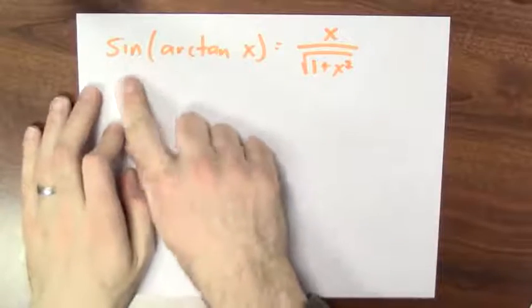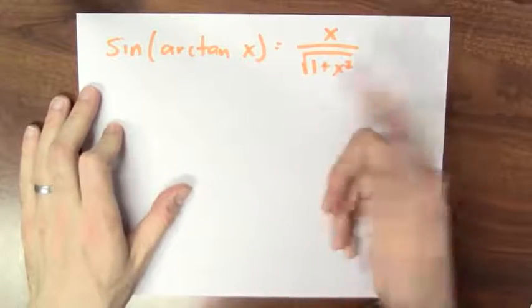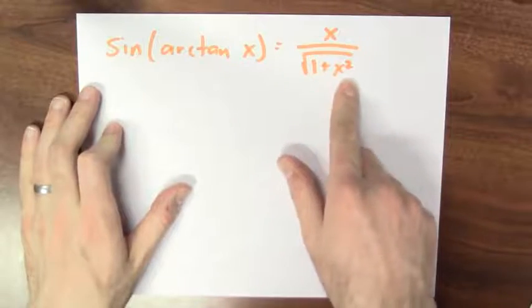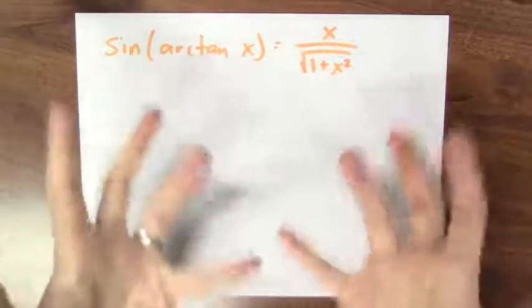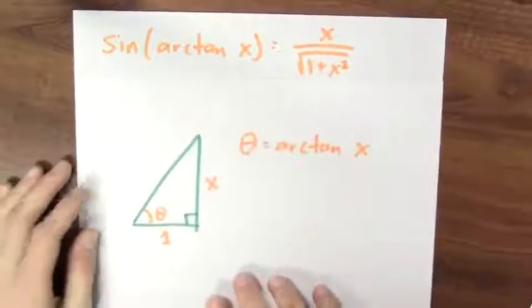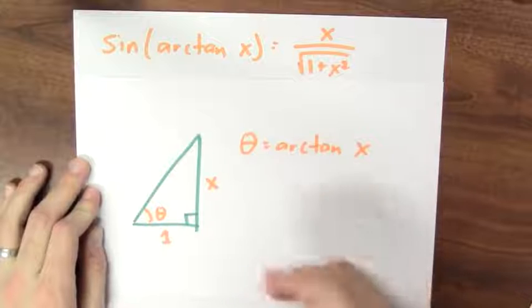Things are even more complicated if you mix together different kinds of trig functions. For example, the sine of arctan of x happens to be equal to x divided by the square root of 1 plus x squared. Where would you possibly get a formula like that? Well, the trick is to draw a right triangle, the correct triangle.